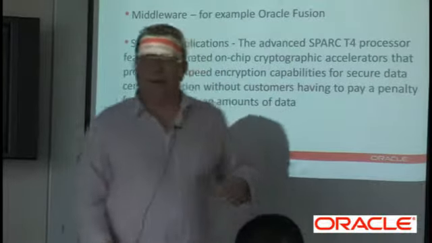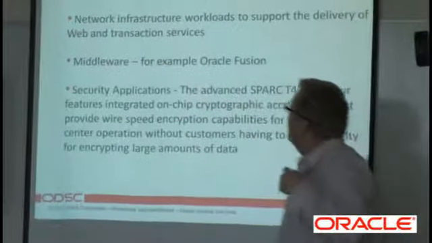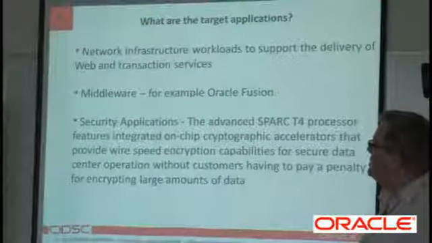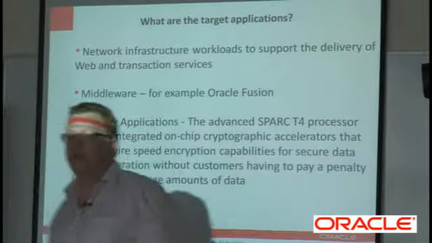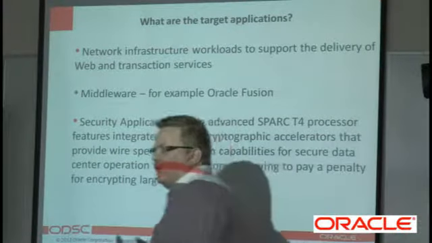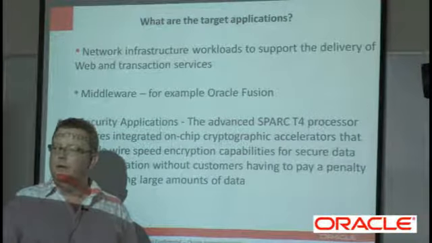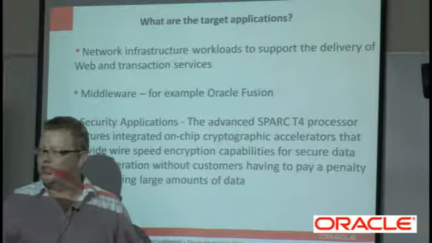So what are the target applications when we're trying to sell SPARC? We're looking at network infrastructure workloads to support web delivery and transaction-based services. Looking at middleware, for example, Oracle Fusion, maybe Fusion CRM, a customer relationship management product you're selling. JD Edwards. It's very advisable for you to become very familiar with the product stack and what they do, because we like to encourage cross-LOB activity, which is line of business.